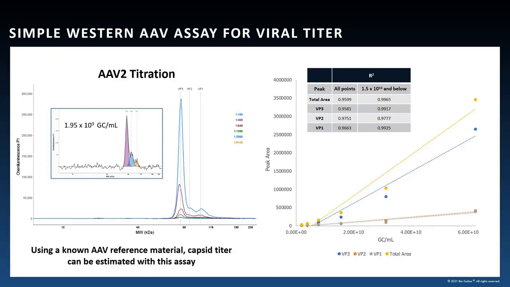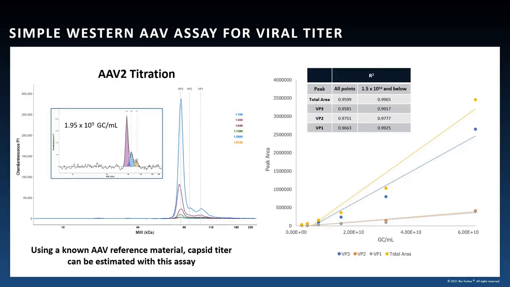I've already had the opportunity to show you some nice examples of our Simple Western AAV immunoassay, but here is how it can be used for a physical viral titer. Shown on the left is a titration of AAV2 sample of known concentration from 6 times 10 to the 10th down to 1.9 times 10 to the 9th GC per mil. And inset is the lowest concentration we tested to show that we still have really nice detection at the bottom end of the assay. On the right are the curves for each of the viral proteins individually, and then also in yellow as the total peak area.